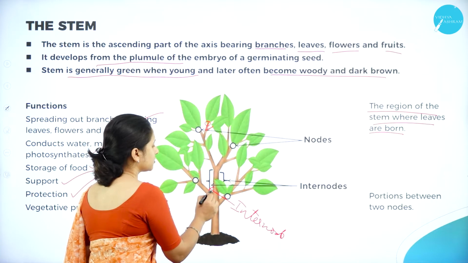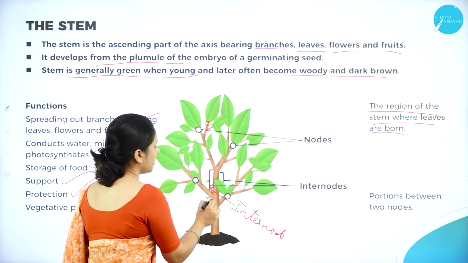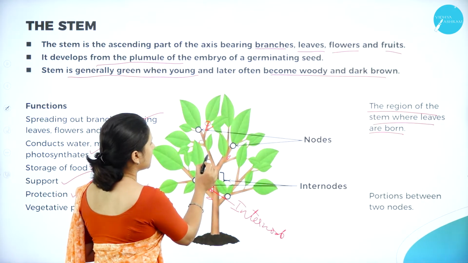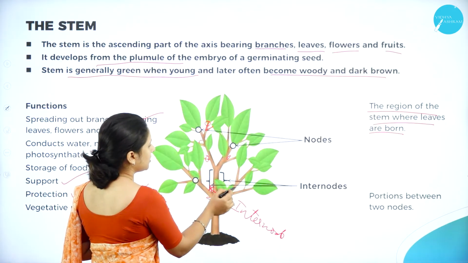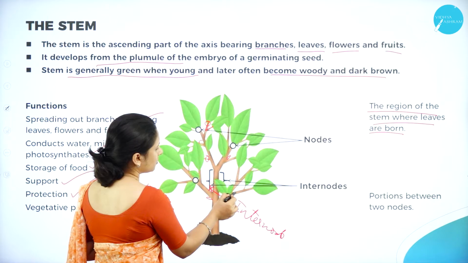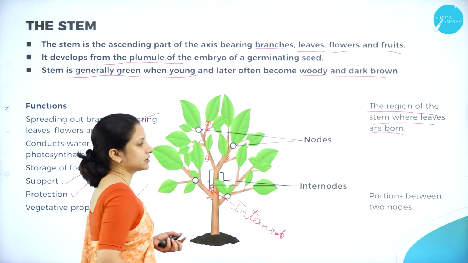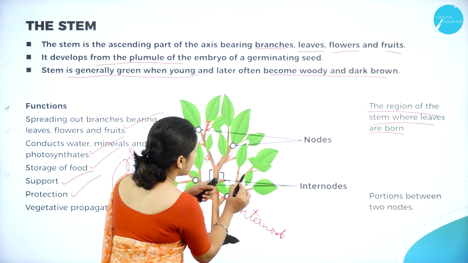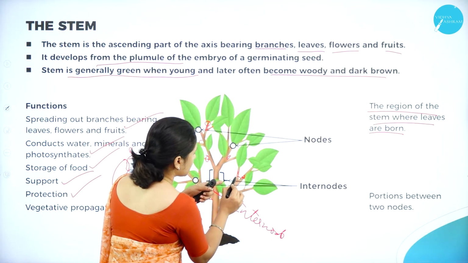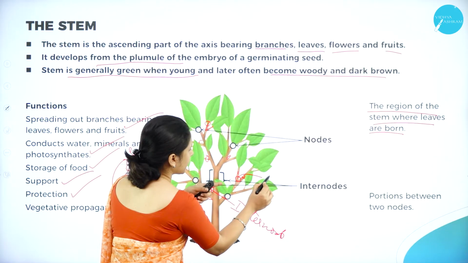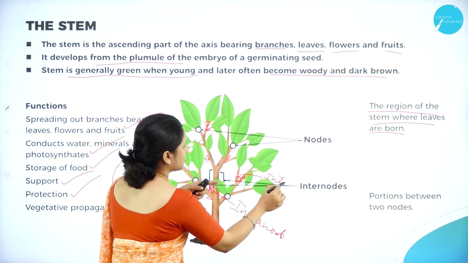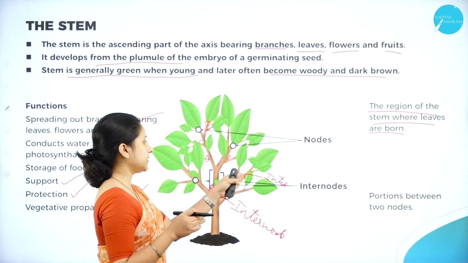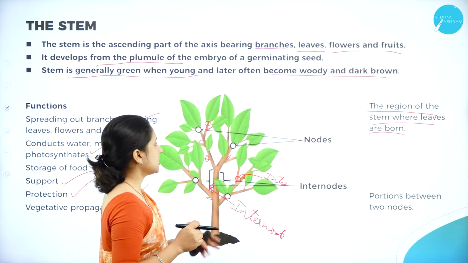Sometimes in this region also small leaf-like structures will arise like this. So this is the internode. Even this one is the internode. Whichever region is present in between the nodes is the internode. Can you see here? I have one node here and the second node here. In between these two nodes is the internode. So these are the internodes.